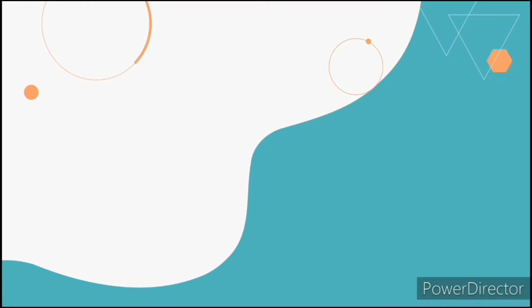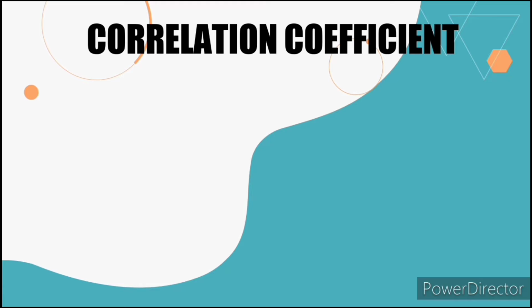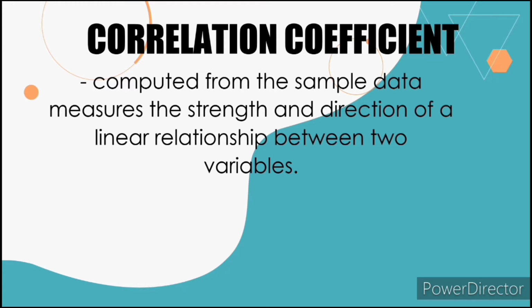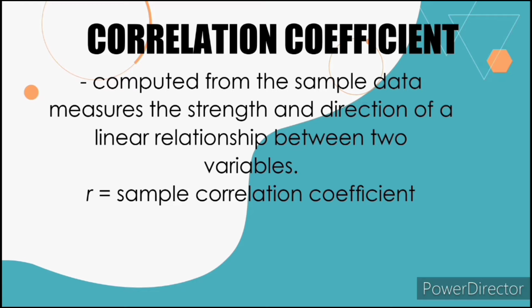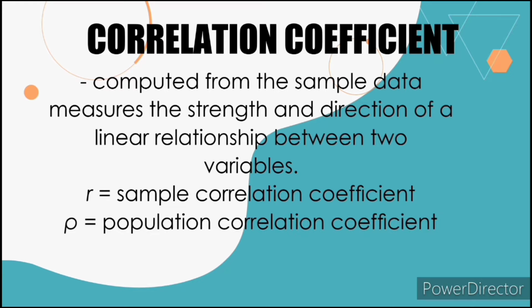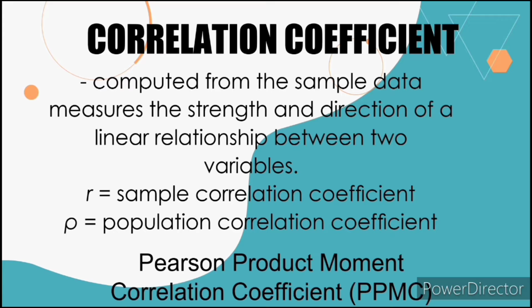Next, let's proceed to correlation coefficient. Computed from the sample data, it measures the strength and the direction of a linear relationship between two variables. r is the sample correlation coefficient, while the Greek letter rho is the population correlation coefficient. There are several types of correlation coefficient, but today I'm going to discuss the Pearson product moment correlation coefficient, or PPMC.